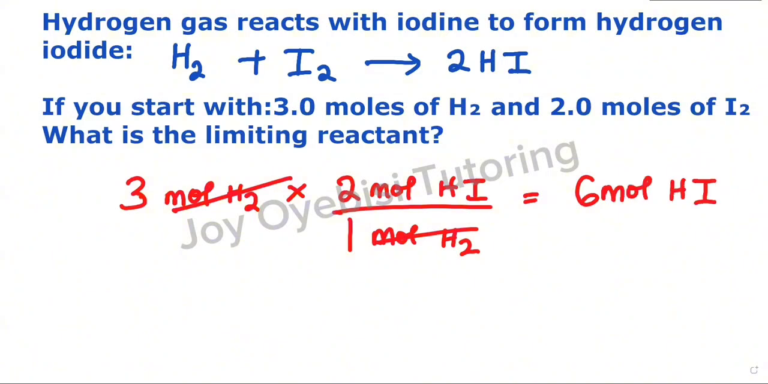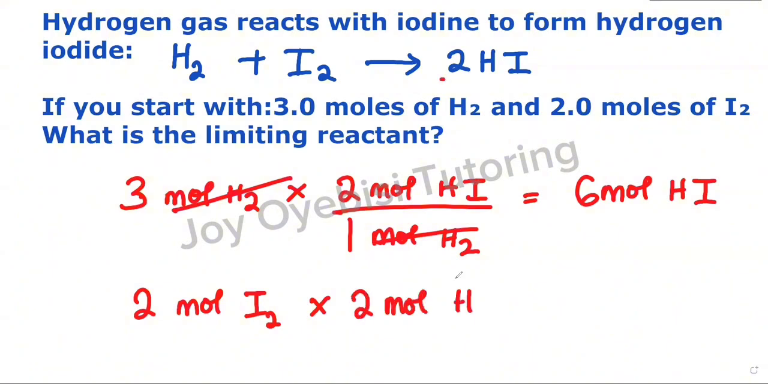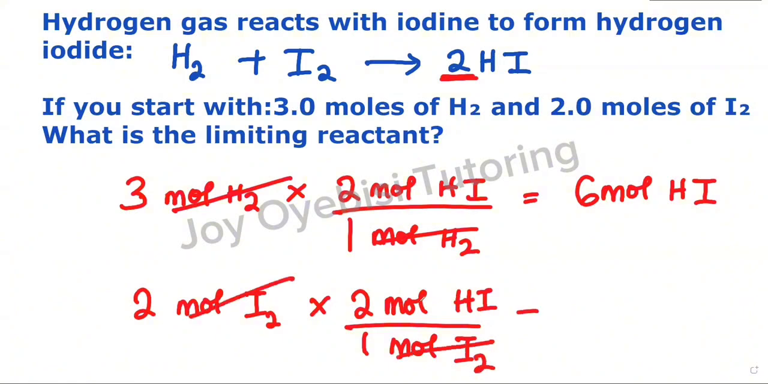Now we're going to do the same thing with iodine this time. So 2 moles of iodine times 2 moles of the HI according to this equation, okay? So iodine is only 1 mole. The mole iodines will cancel out, and that gives us 2 times 2, 4 moles HI.